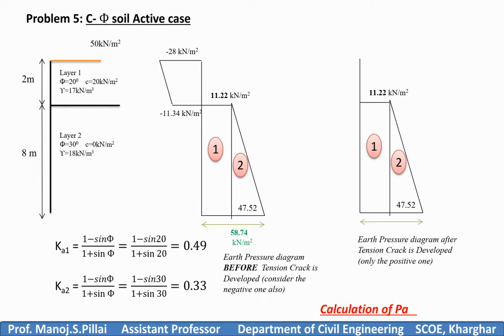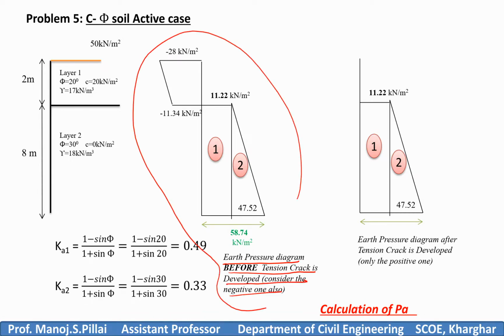Now there are two things here which you have to understand. Basically, earth pressure before the tension crack is developed, it is this condition. Understand this. If it is asked for the earth pressure diagram after the tension crack is developed, it is this one. That is, you only have to consider the positive one. In the after-tension-crack case, take only the positive one, meaning forget the negative one. This one is negative. This is your zero line, this side is negative, this side is positive. Understand this.